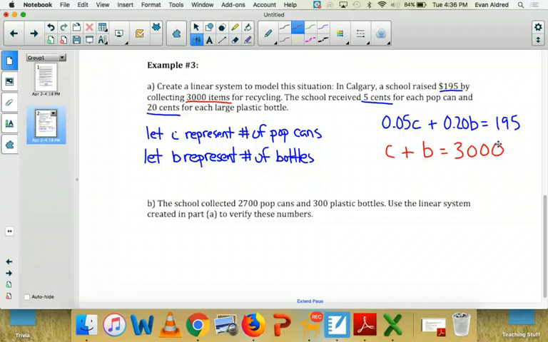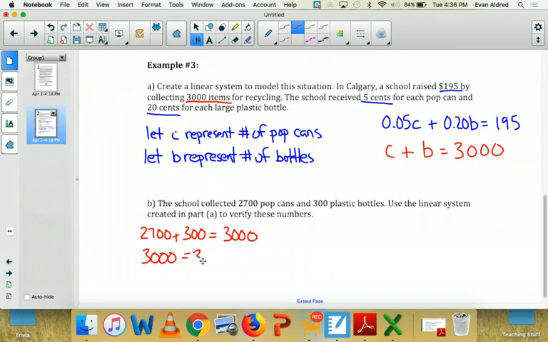Part B, we have answers now. We're told, or we have what we're told are answers. We're told that the school collected 2,700 pop cans and 300 plastic bottles. So we're going to make sure that our linear systems are right, and we're going to check those answers. So let's do the one in red first, because that's the easiest one to check. We have 2,700 cans. So where I see a C, I'm going to plug in 2,700. Where I see a B, I'm going to plug in 300.